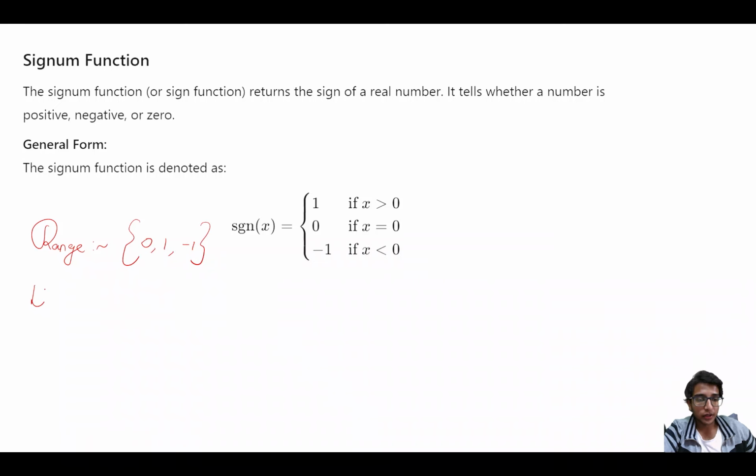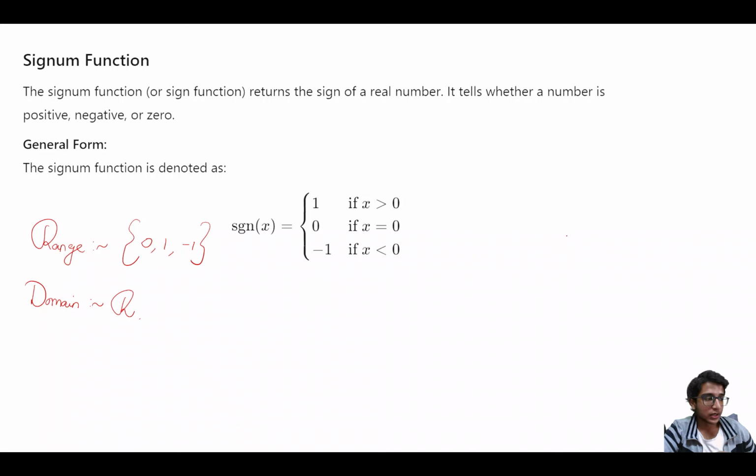Now when I talk about the domain, it can be R. Again, I can put any value of x inside it. I'm going to get my output as either 0, 1 or minus 1. So whenever my x is greater than 0, I would get the value as 1. Whenever x is equal to 0, I would get my output as 0. Whenever x is less than 0, I would get my output as minus 1.